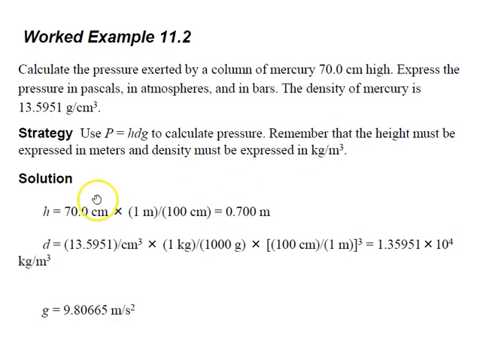So for the height, we can put that into meters just converting from centimeters, knowing that there's 100 centimeters in 1 meter, we get 0.700 meters. We can also take our density, which is given in grams per cubic centimeter, and we can put that in kilograms per cubic meter. So first thing that we can easily do is to convert grams to kilograms. There's 1,000 grams in 1 kilogram. The next thing we can do is to convert cubic centimeters to cubic meters.